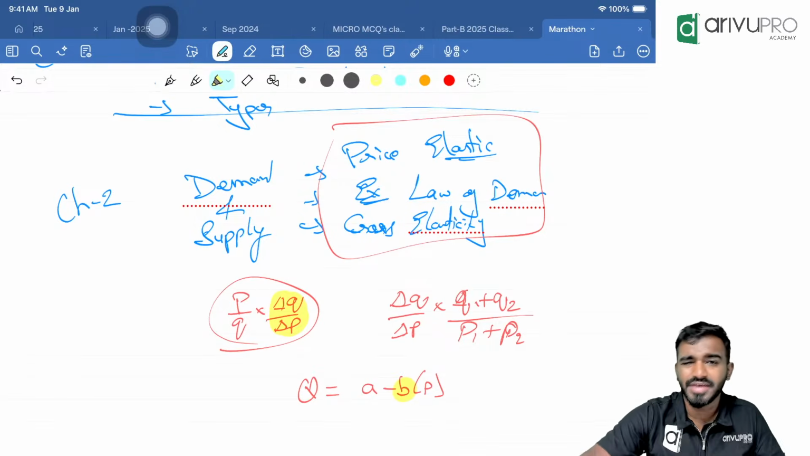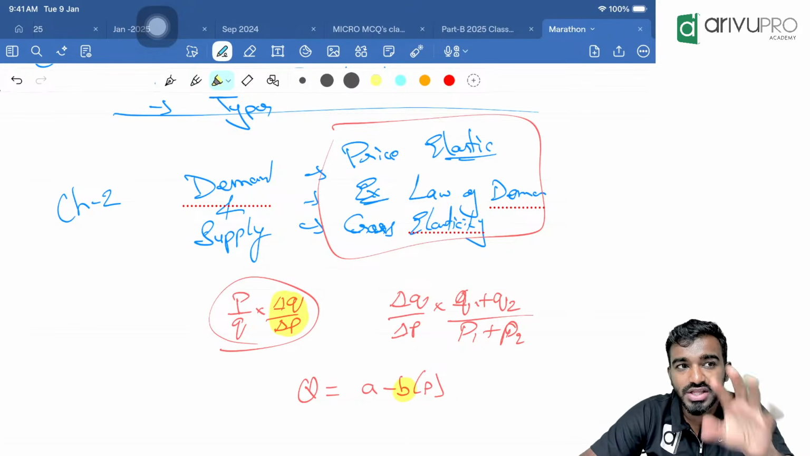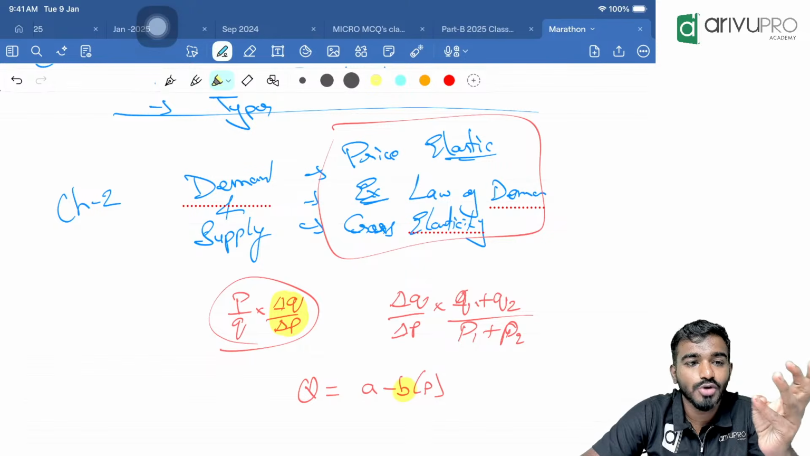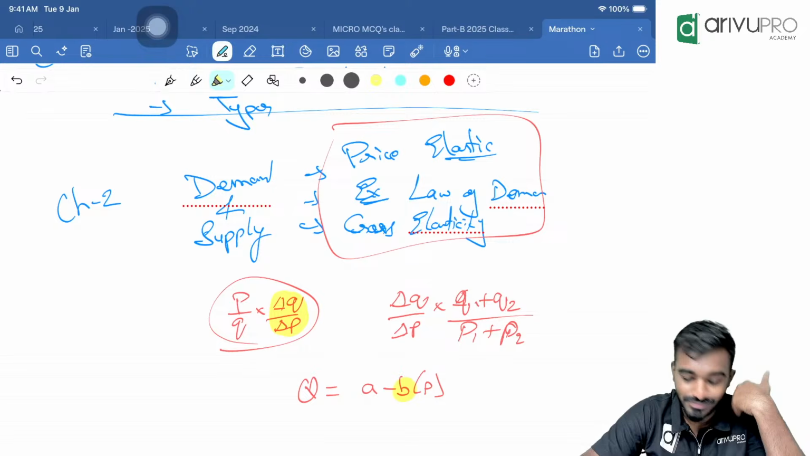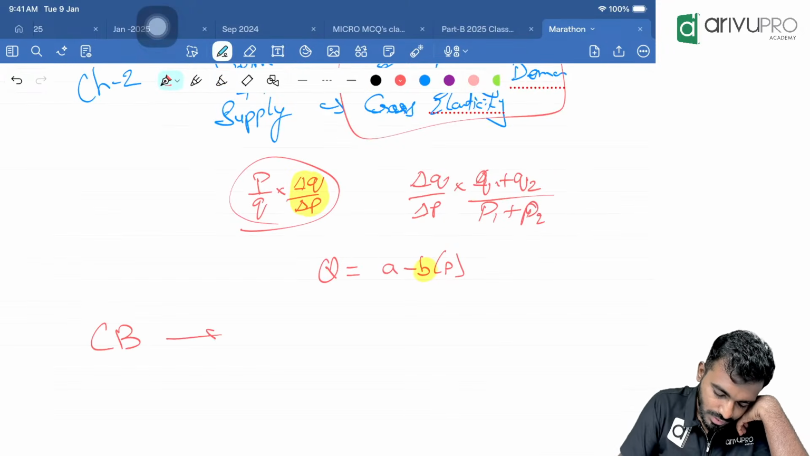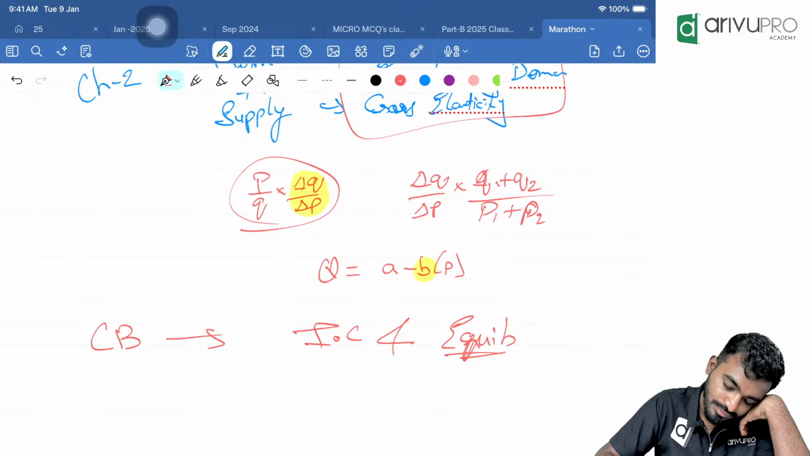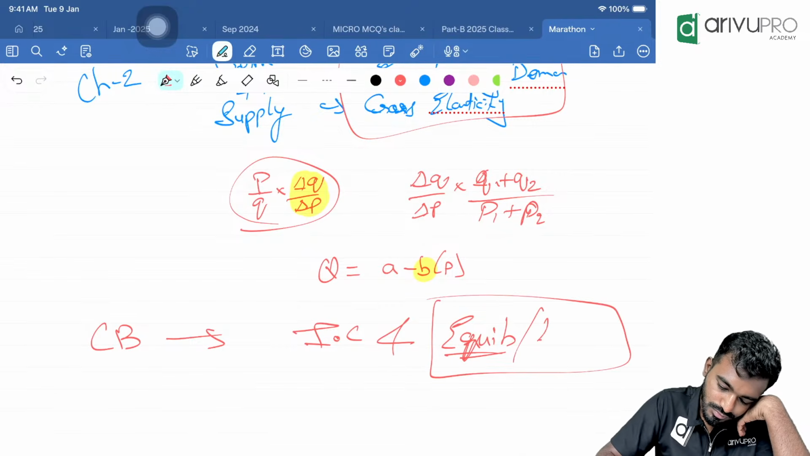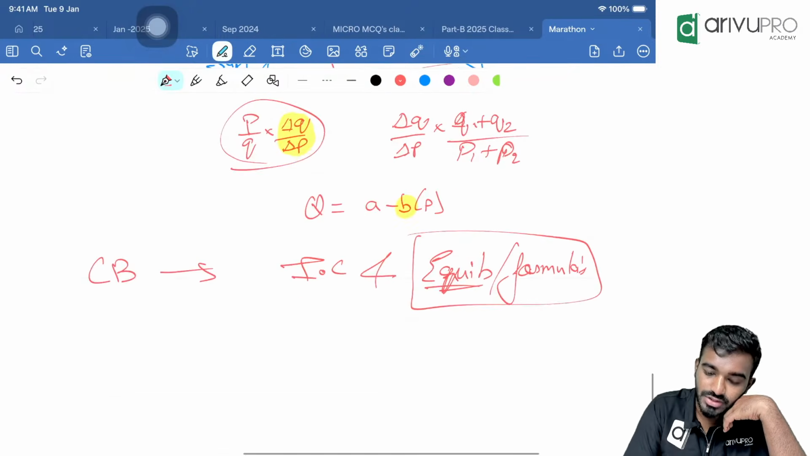And consumer behavior, just 2 questions. Out of that, any of the theory, you will get 2 questions. Usually they will ask the main question only, like equilibrium concepts or indifference curve. Most of the time the questions have come from indifference curve. So indifference curve is important. Consumer behavior, indifference curve, and all equilibrium condition, formulas and equilibrium condition. Straight away the question comes from there. So this is with respect to chapter 2, which is most important.